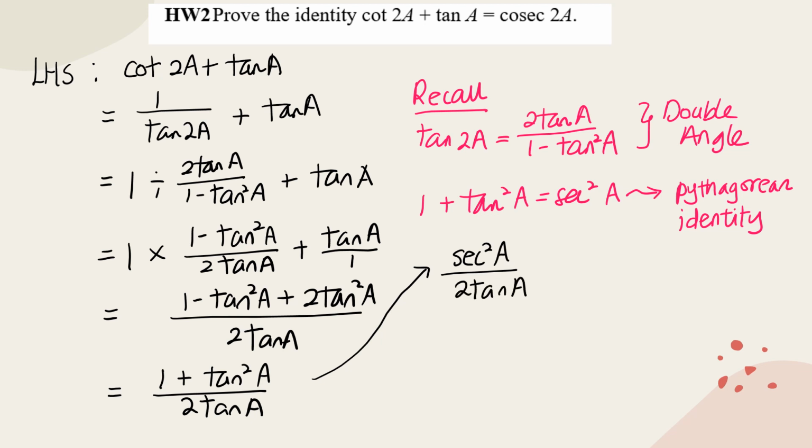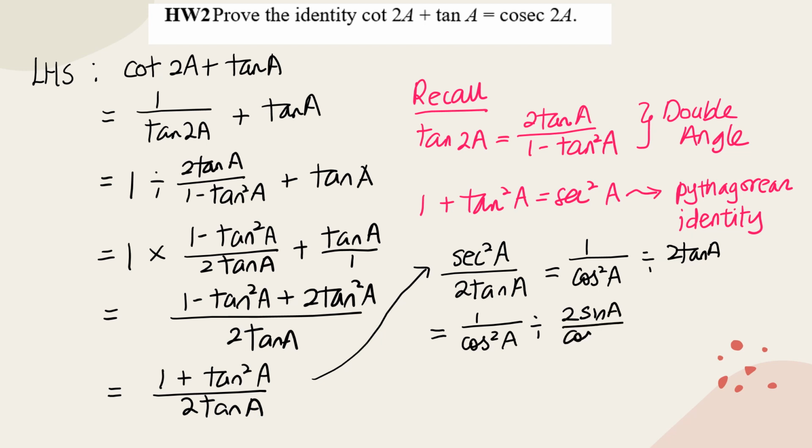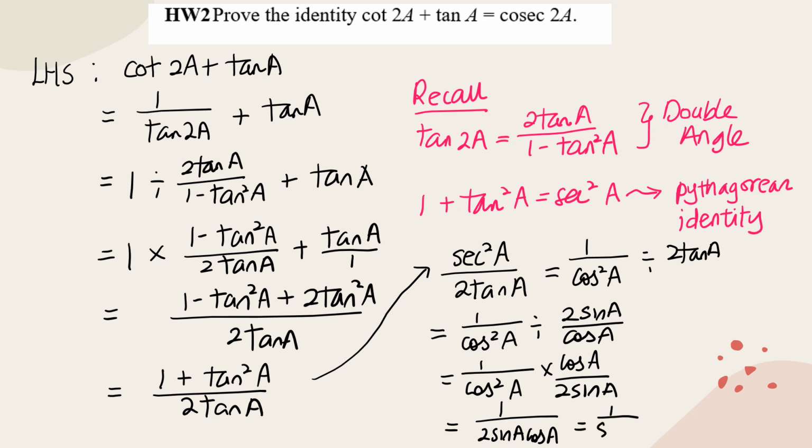And then what is secant squared a? It's actually 1 over cos squared a. And what is tangent a? It's actually sine a over cos a.